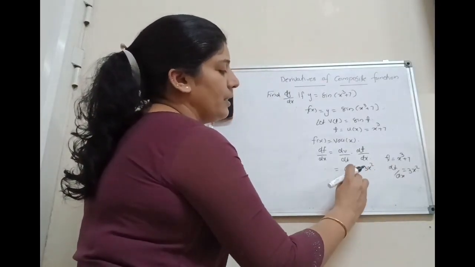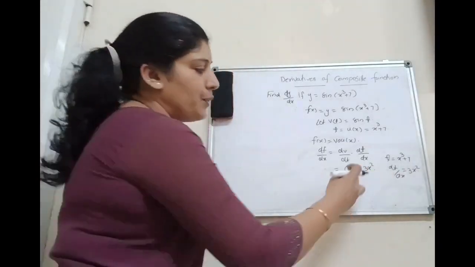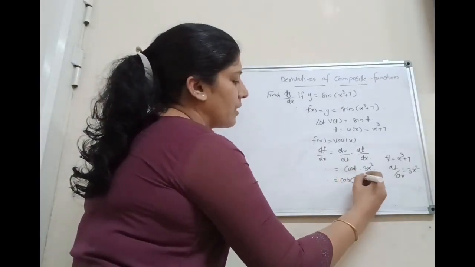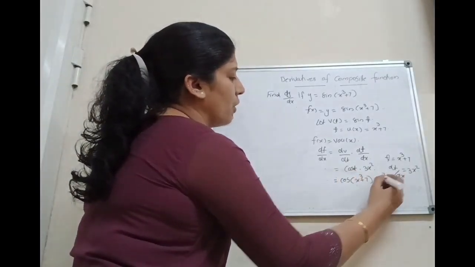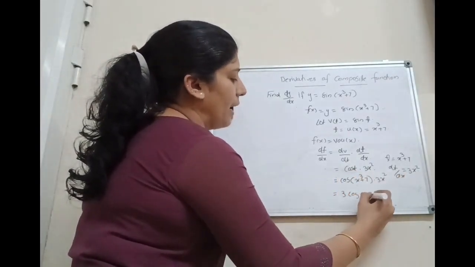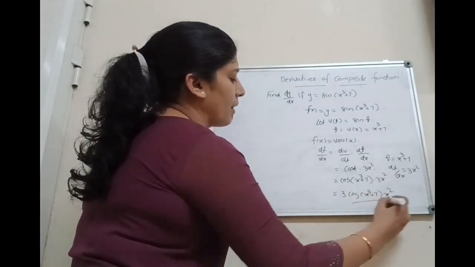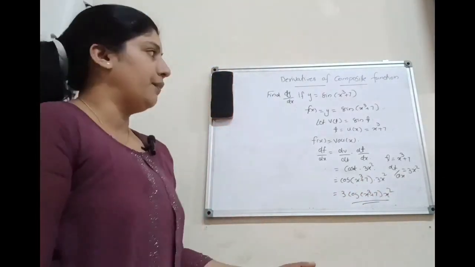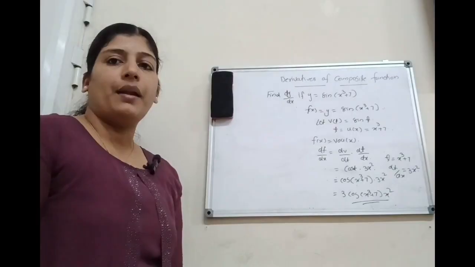That is equal to, what is t? T is x cube plus 7, then substituting here, it is equal to cos of x cube plus 7 into 3x square. That is equal to 3 into cos of x cube plus 7 into x square. This is the derivative of the function y equal to sine of x cube plus 7.